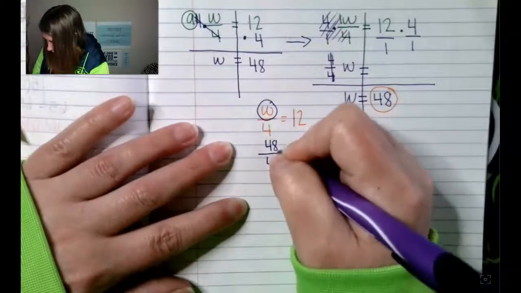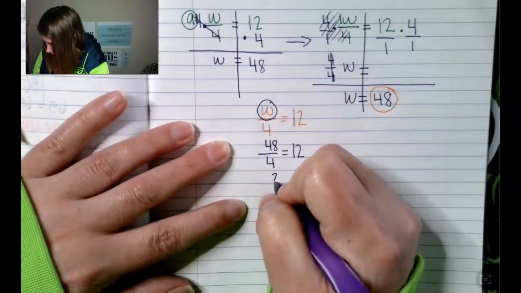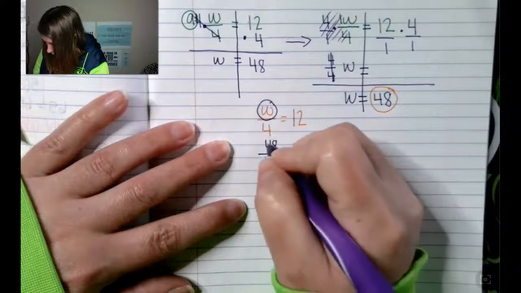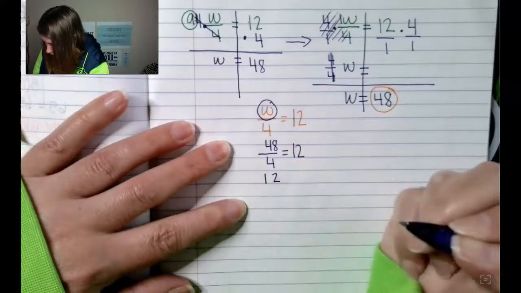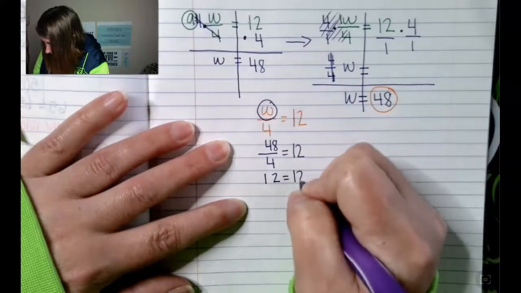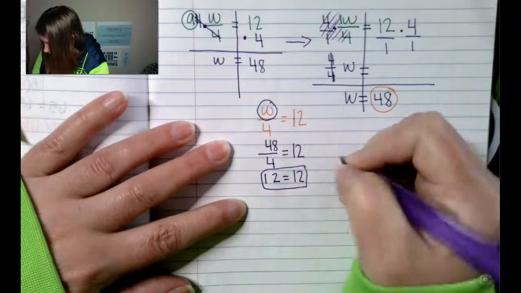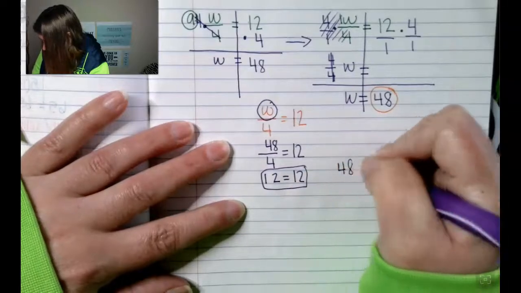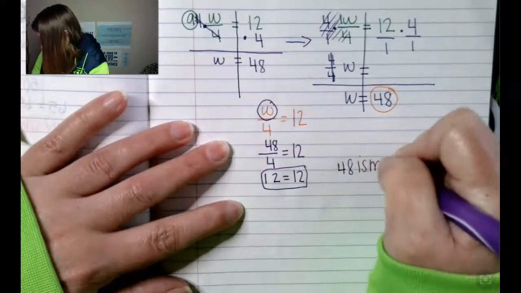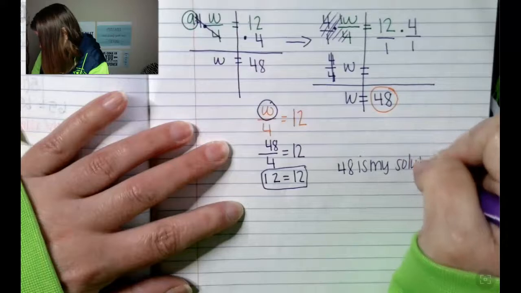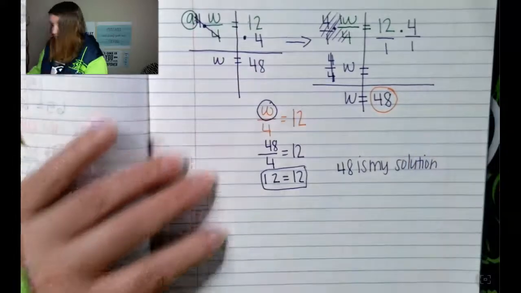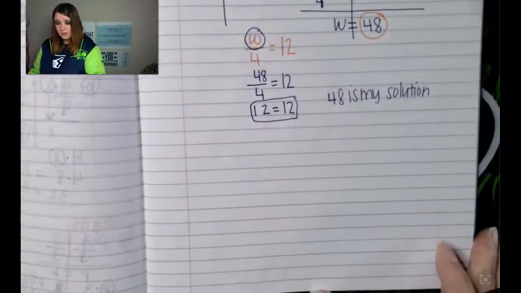Well, I know that 8 divided by 4 is 2. And 4 divided by 4 is 1. And 12 is equal to 12. So 48 is my solution. Okay, let's do another one.